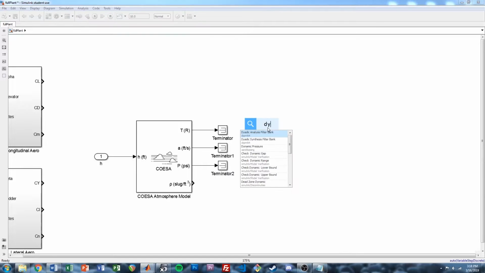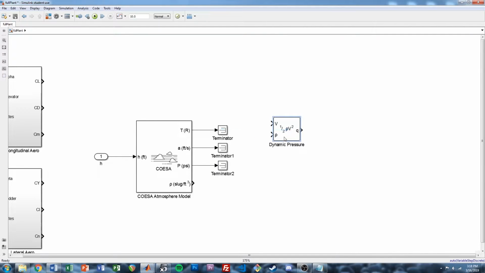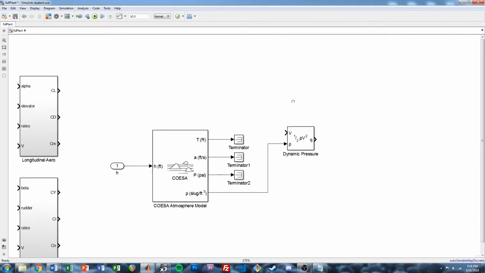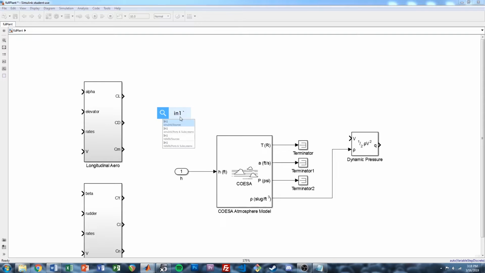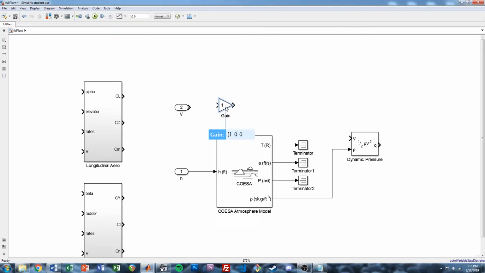And then I'm going to put in a dynamic pressure block. Hook up density. Then we need our velocity to be input here. This is going to be V, scalar velocity. And the input to the dynamic pressure block for velocity is expecting basically a three-element vector, body velocity in the body axes. So just to fool it, I'm going to multiply it by 1, 0, 0. That'll take the scalar and give us a vector. Multiply that there. All right, so now we're going to have our dynamic pressure.